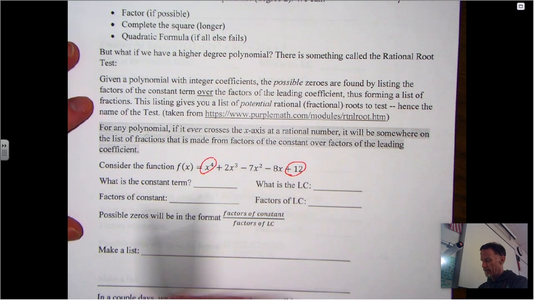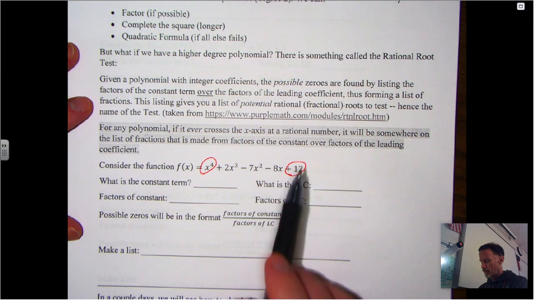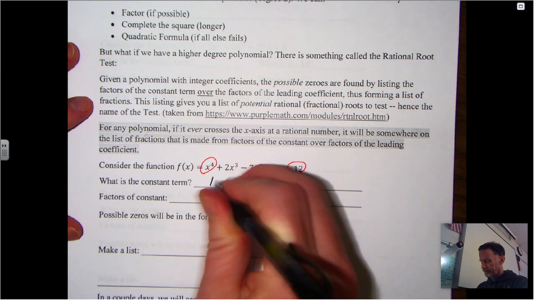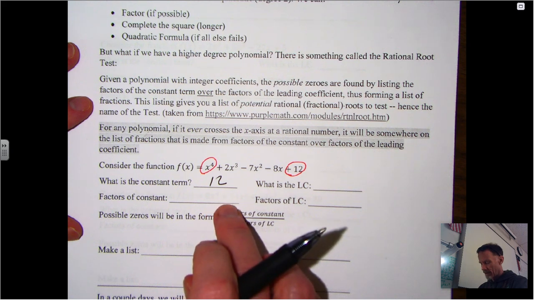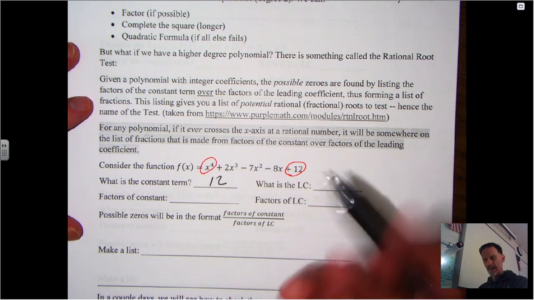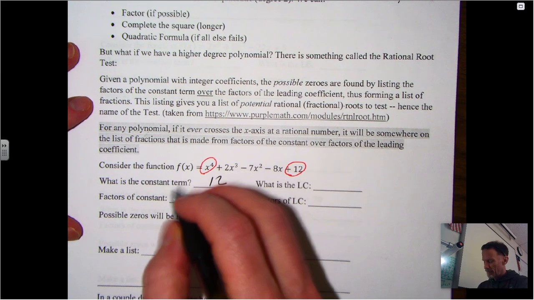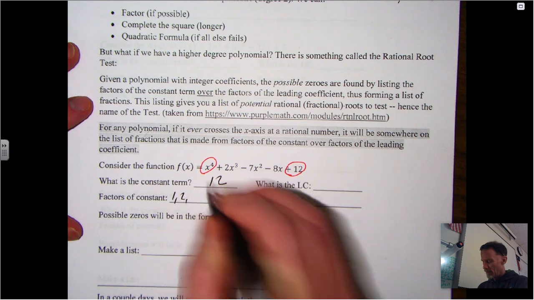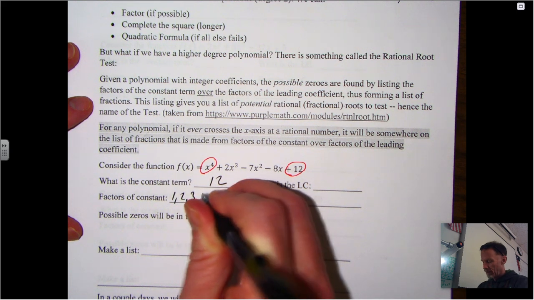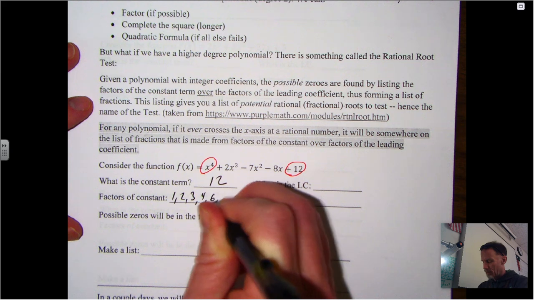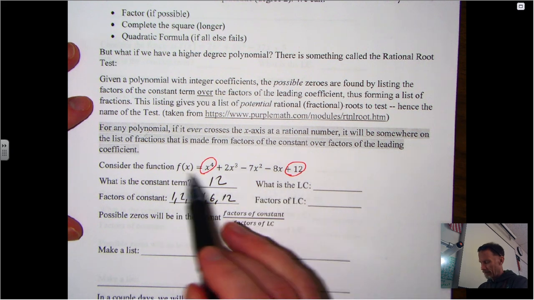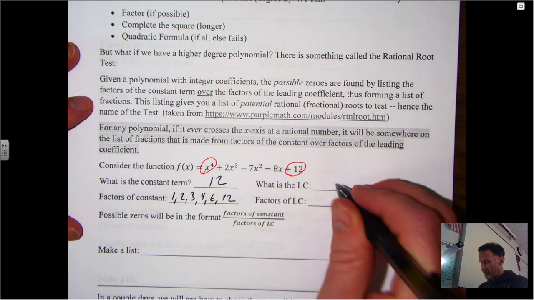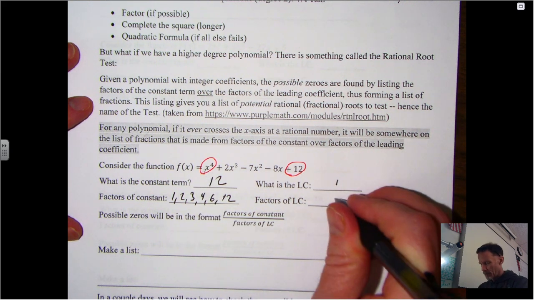Okay, so the first thing I like doing is looking at the constant. So in this case, it's 12. Listing out all of the factors of the constant, in other words, anything that divides evenly into 12. So it'd be 1, 2, 3, 4, 6, and 12. And then do the same thing for the leading coefficient, which in this case would just be 1. So the only factor of 1 is obviously just 1.